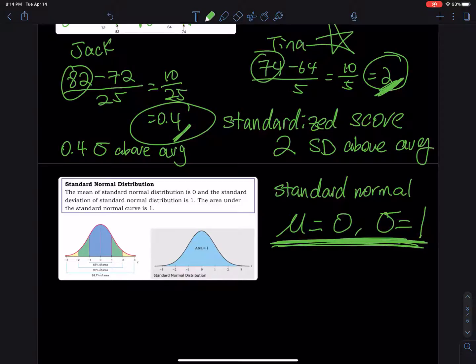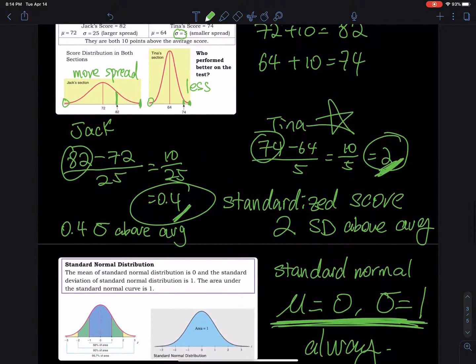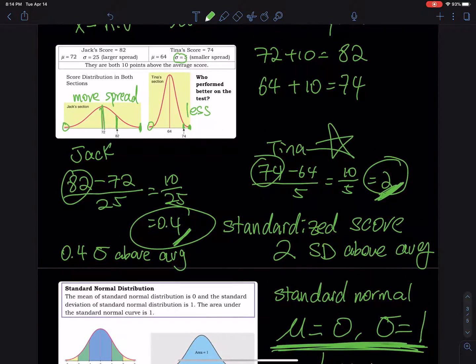Because when the mu is 0, the standard deviation is 1. I am talking about always 0 and 1. What happens when you change the mean and the standard deviation? If you change the mean, the center will just shift left and right. If you change the sigma, you change the spread.